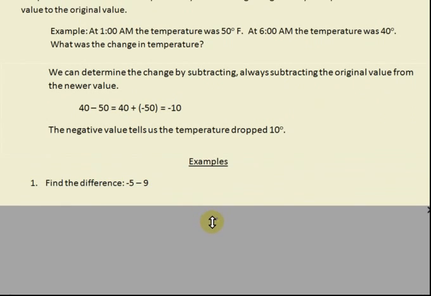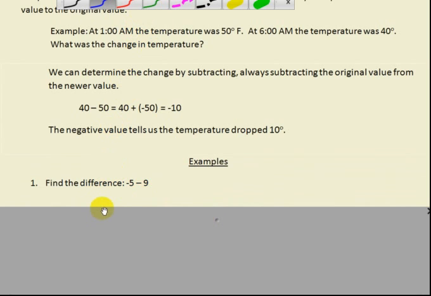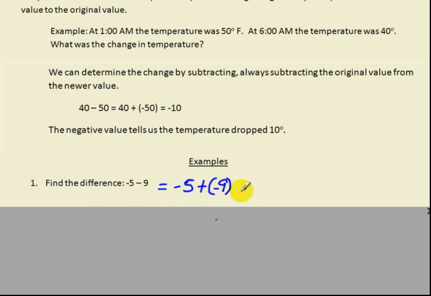So we're ready for some examples already. Find the difference. Negative 5 minus 9. So we can rewrite this as negative 5, and then instead of subtracting a positive 9, I'm going to add a negative 9. And of course we already know that you're starting already to the left of 0, and by adding a negative we go even further to the left. So we're going to combine the absolute values of these two. So we are 5 units away, 9 more units away will take us to 14 units away from 0, and we're in the negative direction. So this is a negative 14.